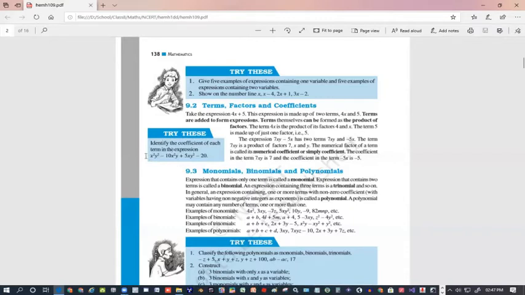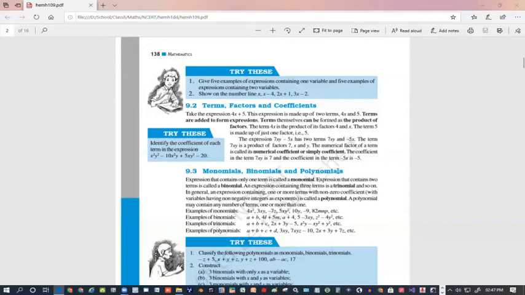Now identify the coefficient of each term in the expression. Here only coefficient it is saying. So it is 1. It is minus 10. Coefficient is minus 10 because the addition symbol separates the terms. So it is minus 10, which is the coefficient. And in this case, 5 is the coefficient. And in this case, only constant. Minus 20 is the constant. If it asks what is the constant, you have to say minus 20 is the constant.